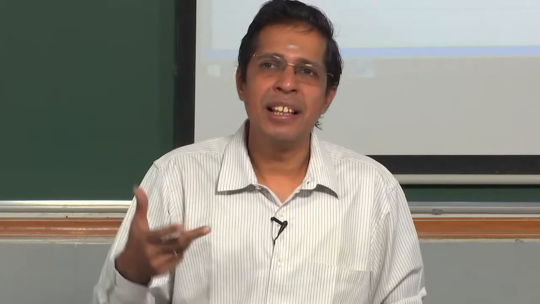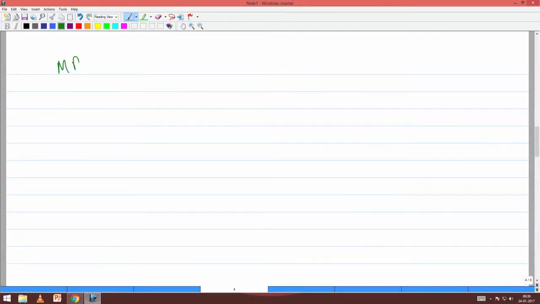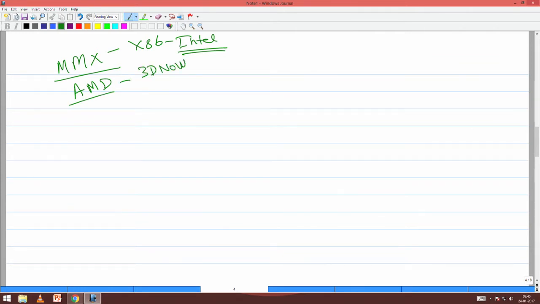Now, for this, Intel and AMD came out with what we call MMX instructions, multimedia extension. MM is multimedia, X stands for extension. This was brought by x86 Intel. Intel and AMD were two good competitors. When Intel came out with this, around the late 90s, AMD came out with what we call 3D Now instructions, because 3D graphics was coming up in a big way. These are all graphics and media processing instructions.